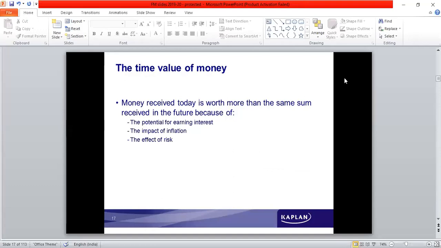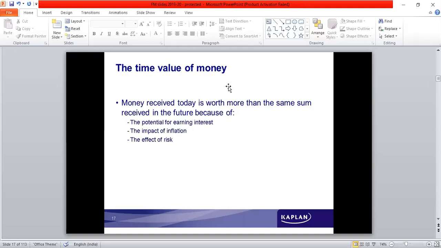So the first two techniques, we see that they are traditional techniques, that ROCE and payback period are traditional techniques. But the next two are discounted techniques. They are modern techniques. They are also called present value techniques. What is this concept of present value? As I have explained to you sometime back, as the time passes by, the value of money keeps decreasing.